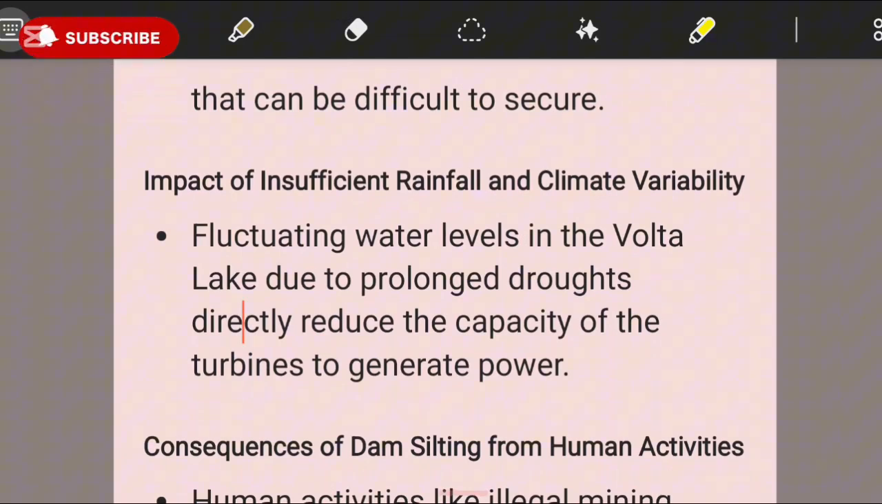Second one is impact of insufficient rainfall and climate variabilities. Climate changes. That's what we mean by climate variabilities. Whenever there is least amount of rainfall, we begin to have problems because we depend on it, and that is the only way it can also supply us with energy. When there is no rainfall, the dams cannot be filled and energy won't be generated. So sometimes when you are in a season where there is little or no rainfall, it becomes a challenge.